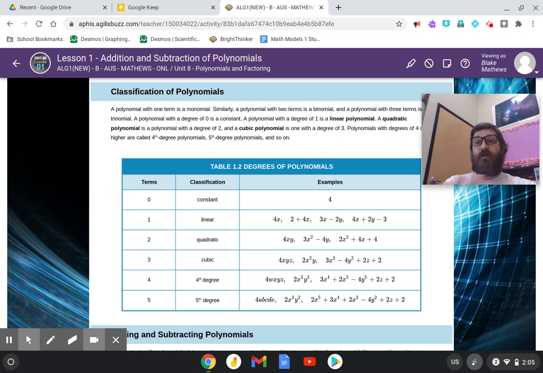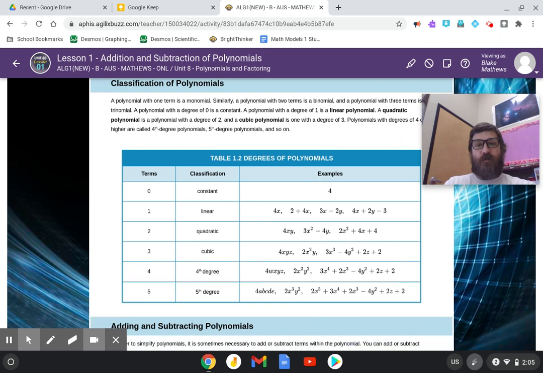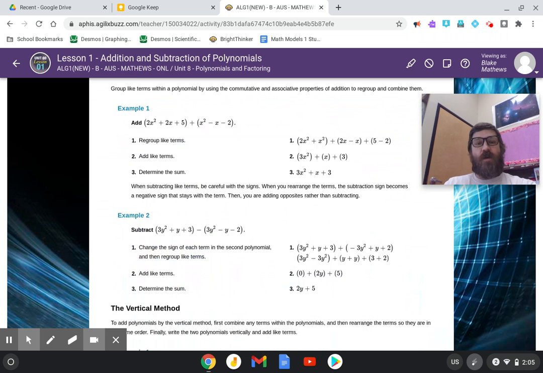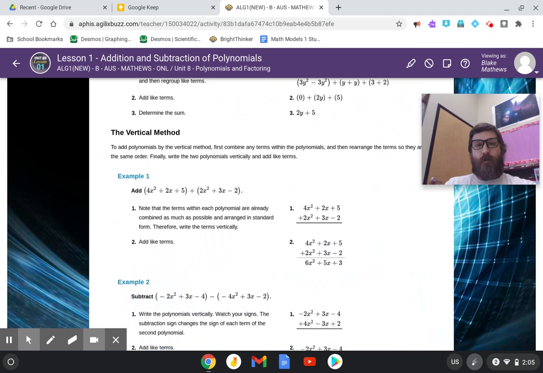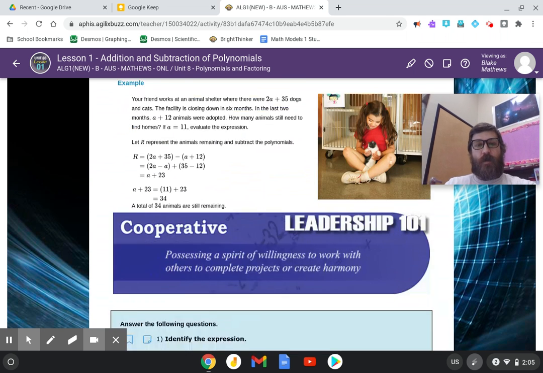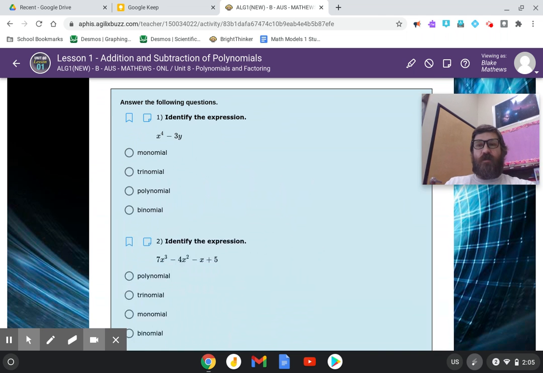I'll also try to put some summaries in the notes myself. We're not going to talk about adding, subtracting polynomials right now. We're going to come back to that because I don't think there are any questions about it here. So let's look at what's in the problem itself, or in the section itself.